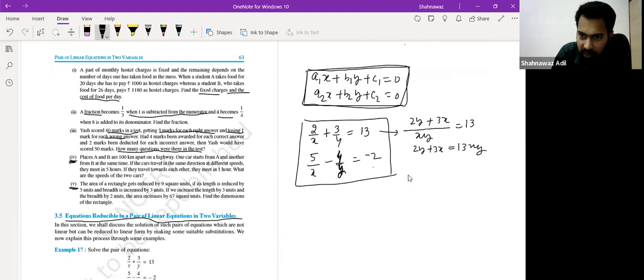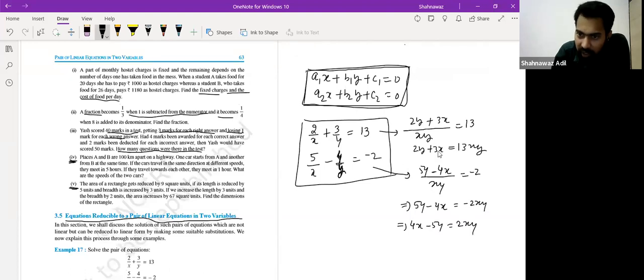Similarly, this will be xy, and this is 5y minus 4x, which is minus 2, right? So this is 5y minus 4x is minus 2xy. If we change the sign, this is 4x minus 5y is 2xy. And this is 3x plus 2y is 13xy, right?